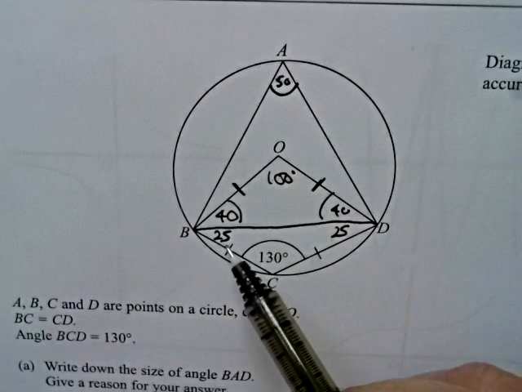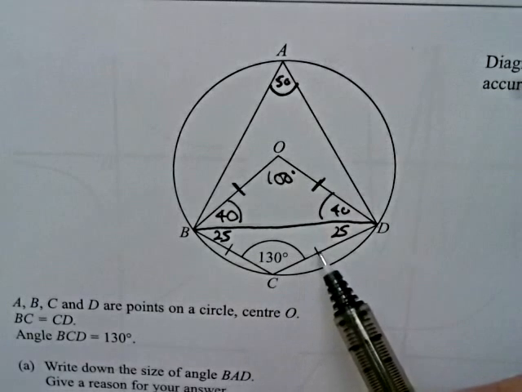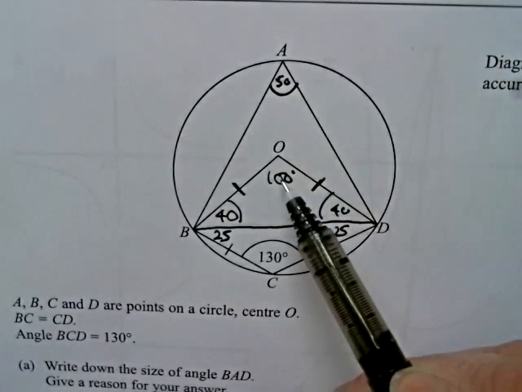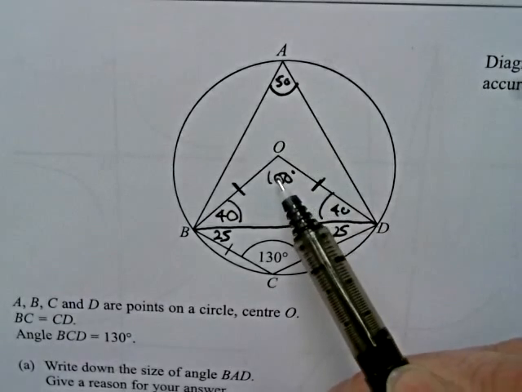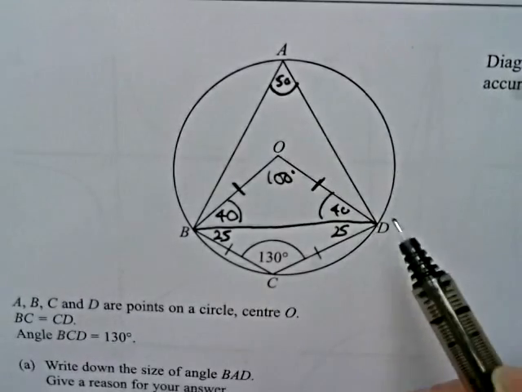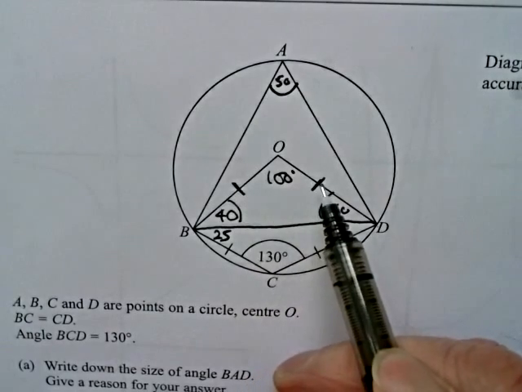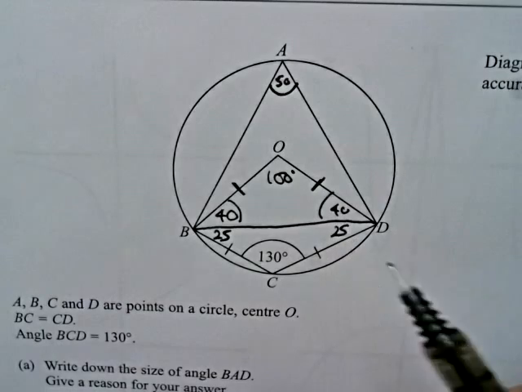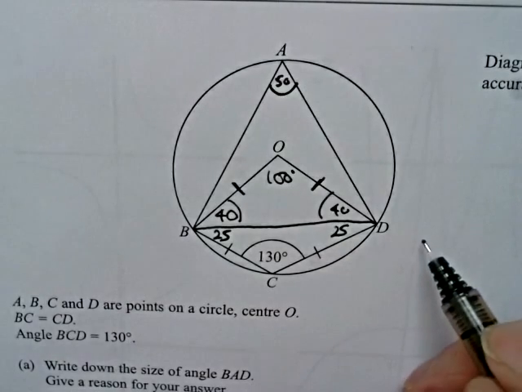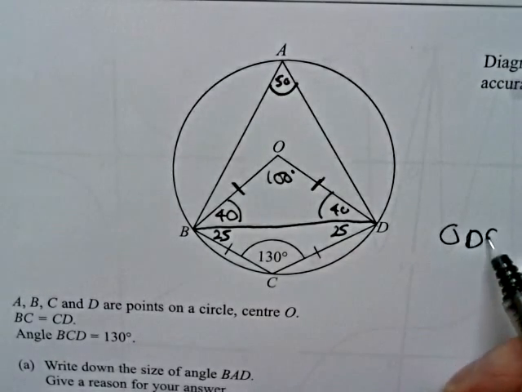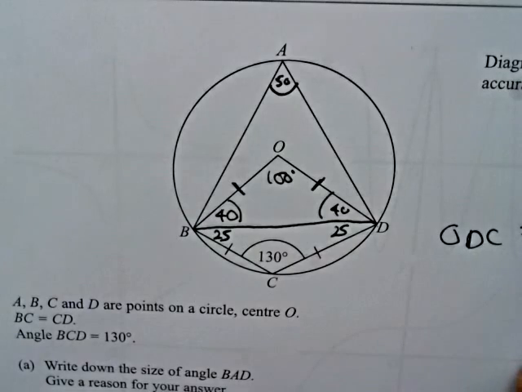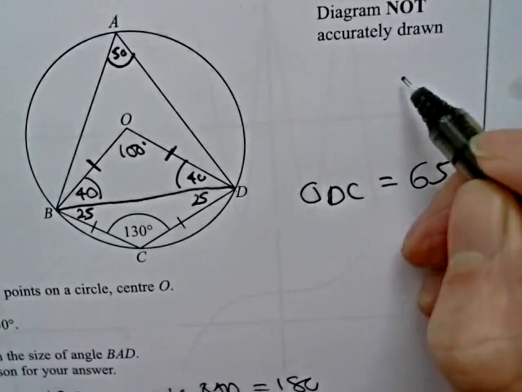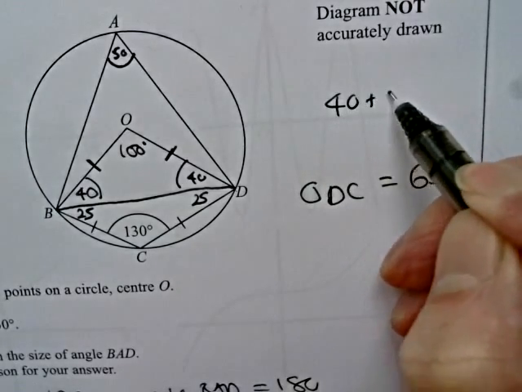We get the 25 and 25 because we know it's 130 here. We've already got the 100 from the double angle, the angle at the centre is double the angle at the edge of the same arc BD. And then it's this bit here that's the tricky bit, realising you've got two radiuses there. And then if that's 100, these two are the same, we must make 40. And so your angle ODC equals 65. It's the 40 plus 25.